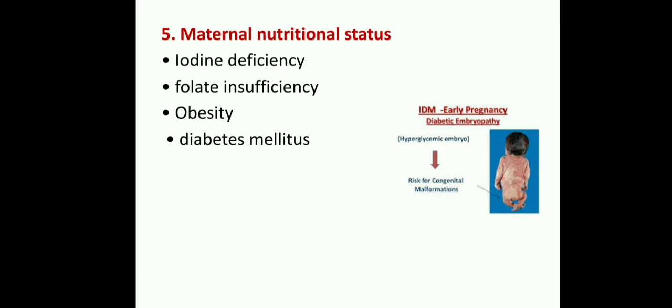And the next one, the fifth one, is maternal nutritional status. Here with iodine deficiency, some congenital malformations like central nervous system deformities will be there. Also folate insufficiency, and when the mother is obese or suffering with diabetes mellitus, IDM babies, infants of diabetic mothers, may be delivered. These are more common with maternal nutritional status. Some malnutritions may be associated with this.